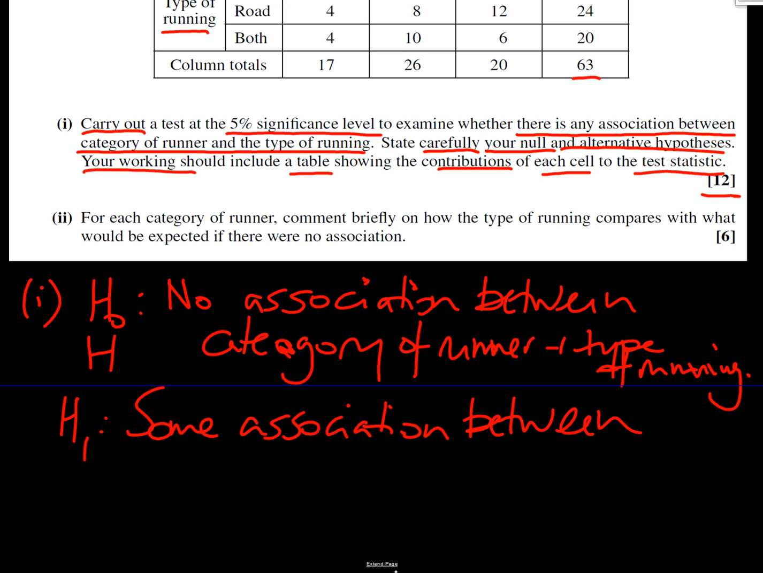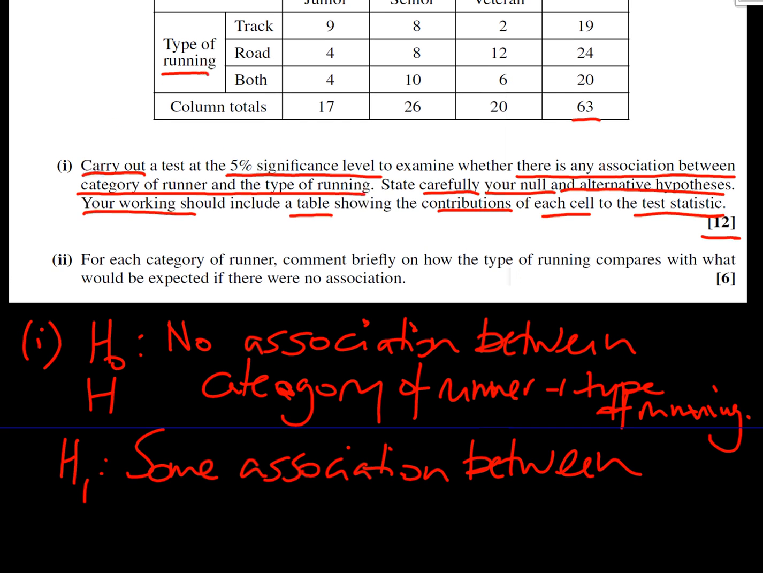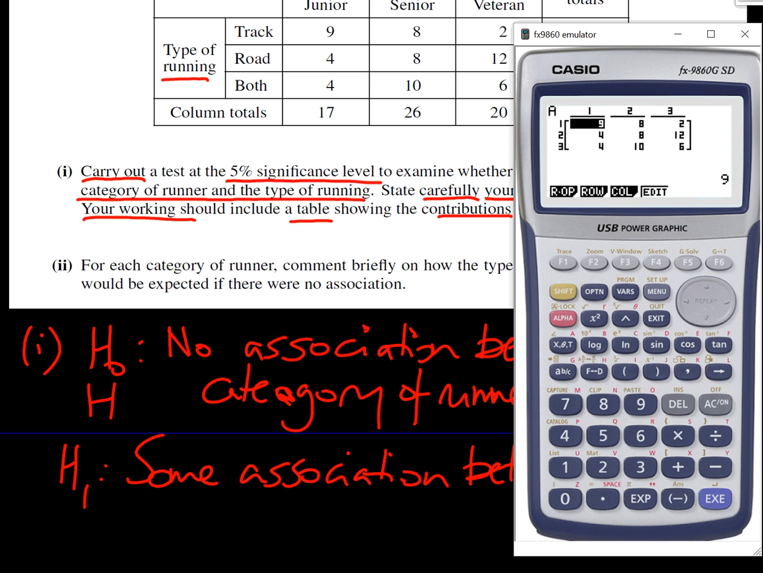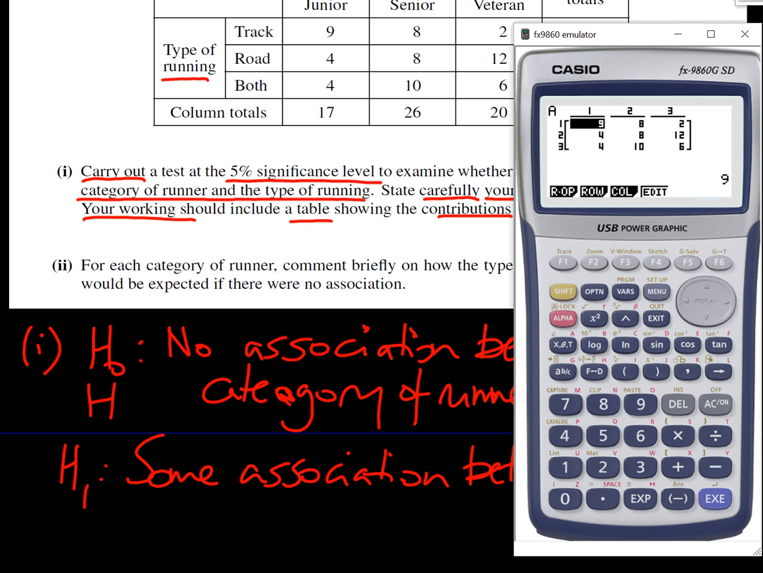So next thing we're going to do then is put the data in. So here's our calculator. If we go in and in matrix A, we're going to put in our values. So here on our screen, let's just put those back there so we can see them. I've entered the 9, 8, 2, 4, 8, 12, 4, 10, 16 into my calculator. Okay, so I've now got my base data.